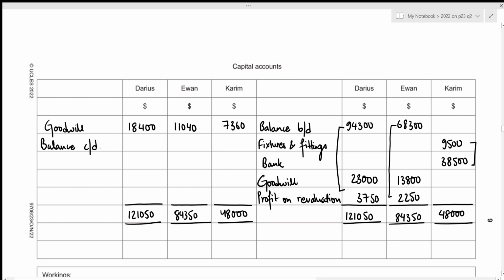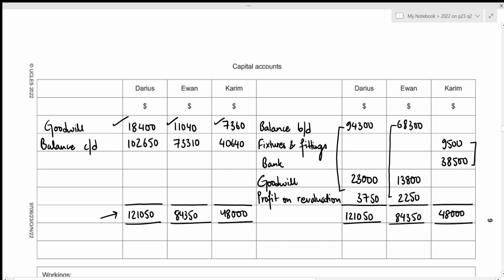All right, now let's figure out the balance CD, which is the balancing figure, right? And in order to figure out the balancing figure, we need to subtract this amount from the total. For Darius, that's going to be 121,050 minus 18,400, which results in 102,650. For A1, that's 84,350 minus 11,040, which results in 73,310. And for Karim, that's 48,000 minus 7,360, which results in 40,640.